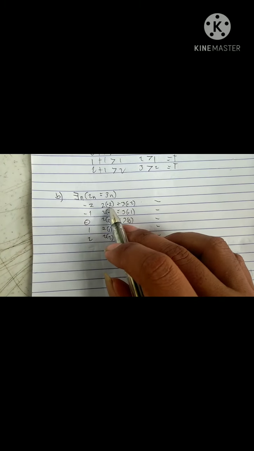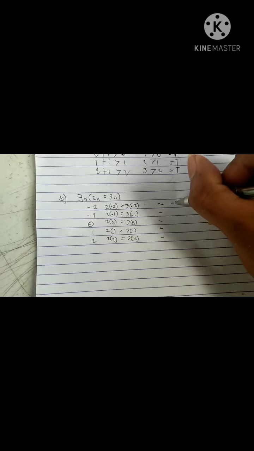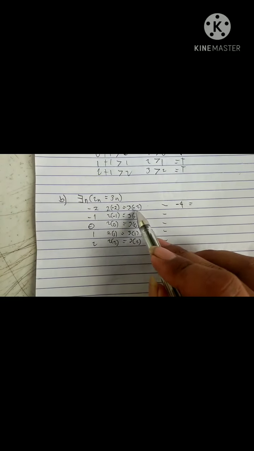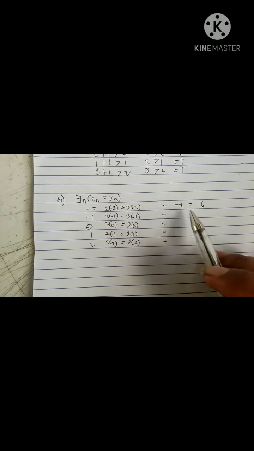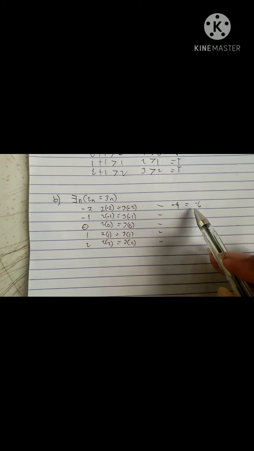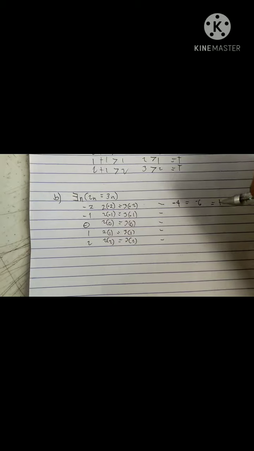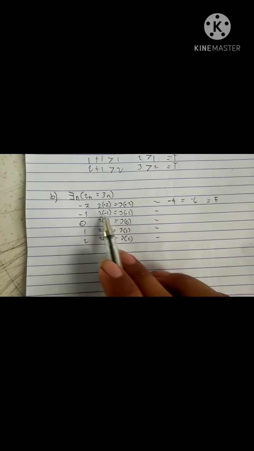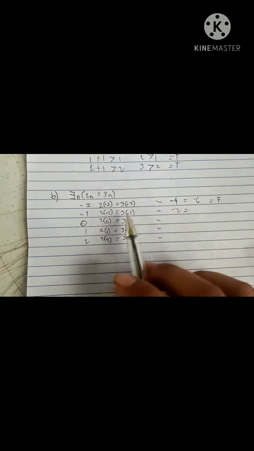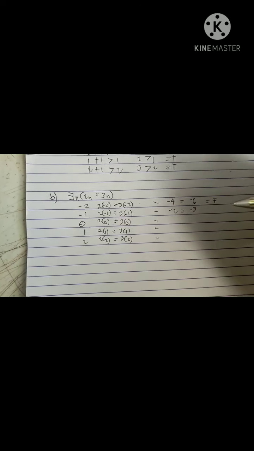So, 2 times negative 2 is negative 4, equals 3 times negative 2 is negative 6. So therefore negative 4 is equal to negative 6. So it is false. 2 times negative 1, so it is negative 2, equals 3 times negative 1 is negative 3. So it is another false.